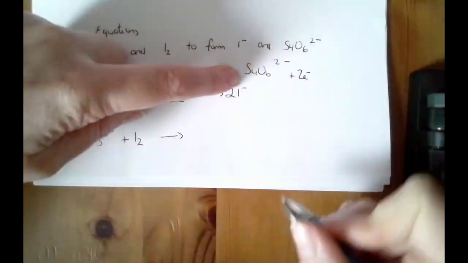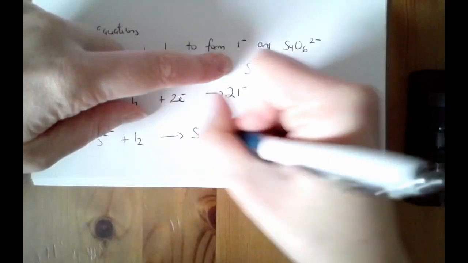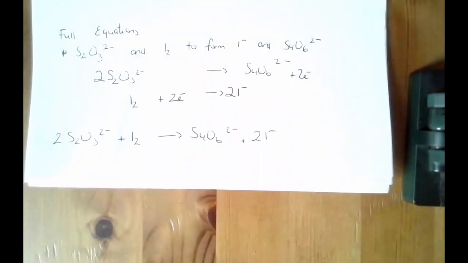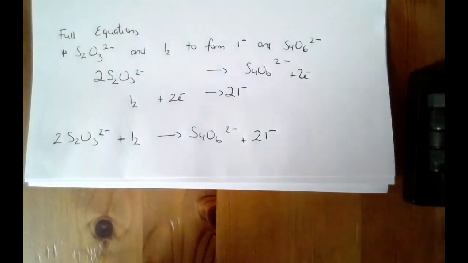On the product side of the first equation, I've got S4O6 2-. And on the product side of the second equation, I've got 2I-. So I combine those two together, and that's my full equation.